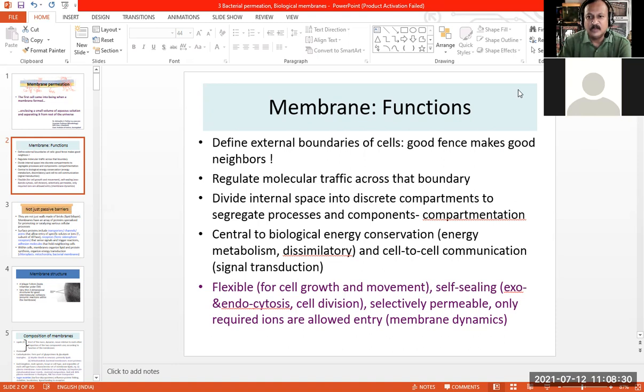I think you are all aware of some of these important functions of the membrane. One is they define the external boundaries of the cell. That is for two things. One is the protection of the cell, protection of the inner components of the cell, the cytoplasm.